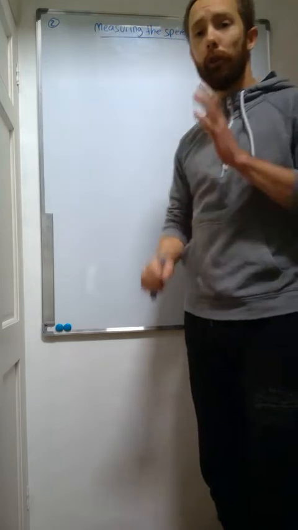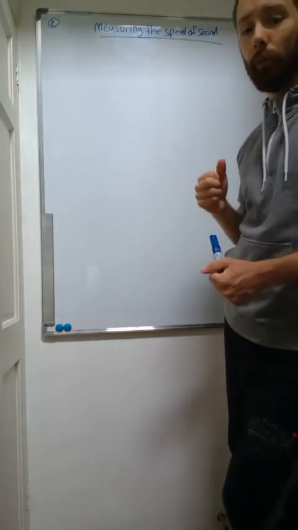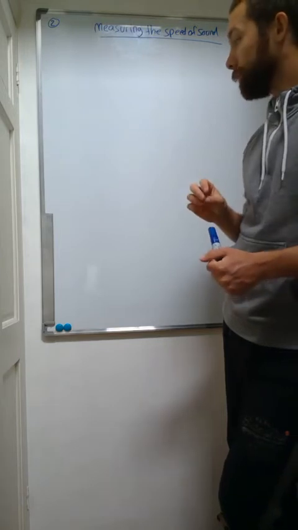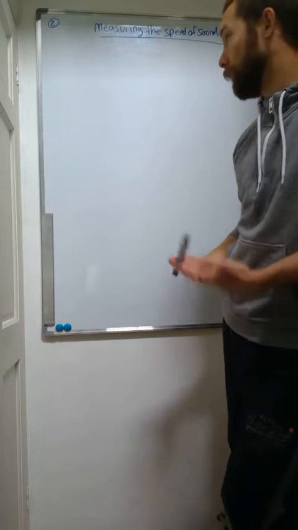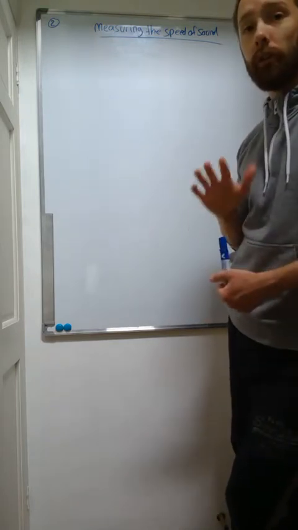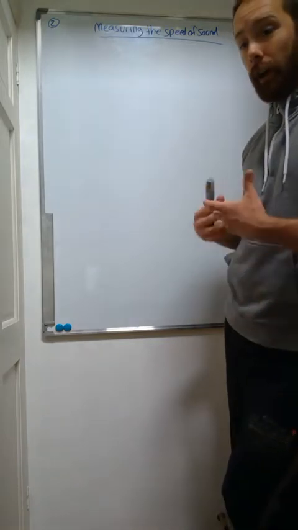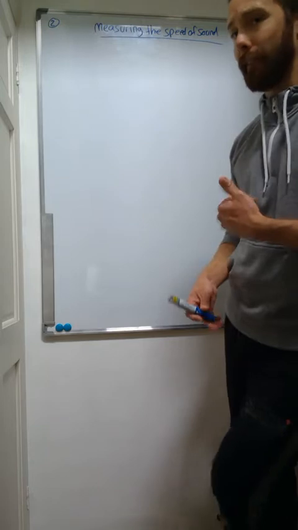Okay, now I'm going to talk you through an experiment. This is actually one of the possible PAGs which we could do in a lab, but I can't do here, but I'm going to talk you through it anyway. What we're going to do is measure the speed of sound using a column of air and the sound that goes on. So I'm going to give you a little bit of background.